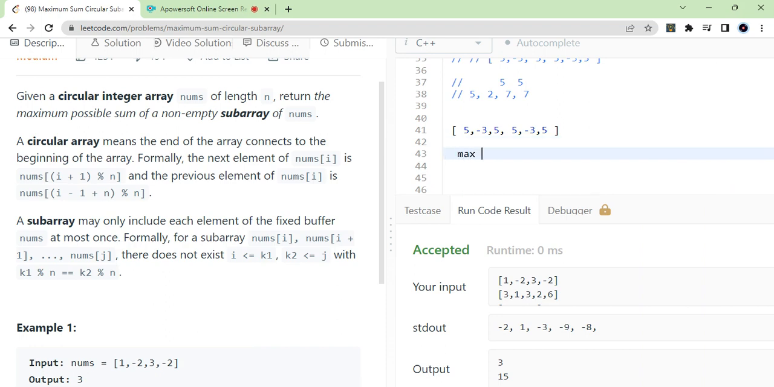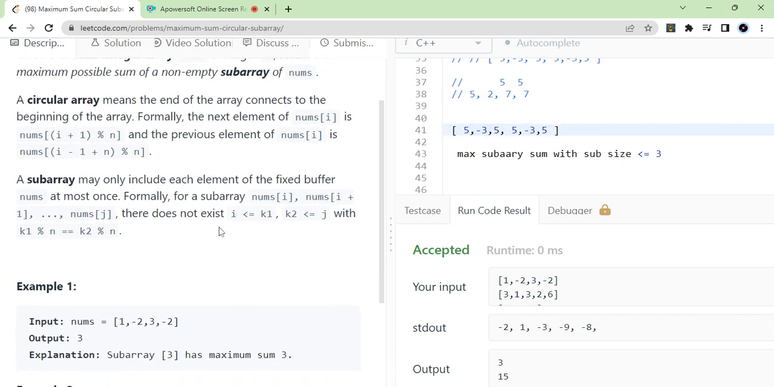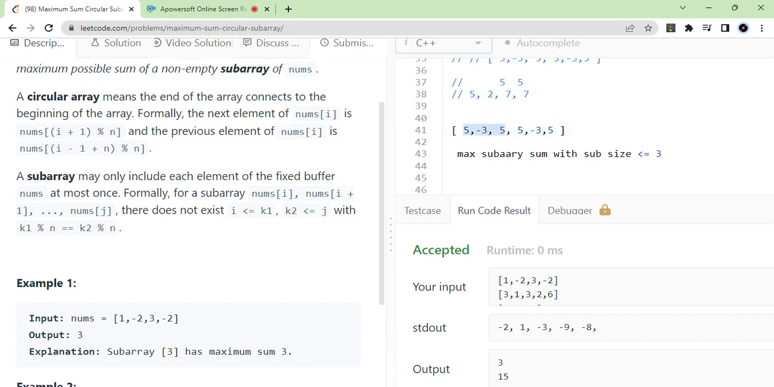That is, the max subarray sum with the subarray size less than or equal to 3. Okay, this is the answer. You have to see all the possible subarrays having size at most 3, but that is n square time complexity if you go one by one through all the subarrays. The other way is a sliding window, and you can do that. But there are some edge cases that you need to handle.